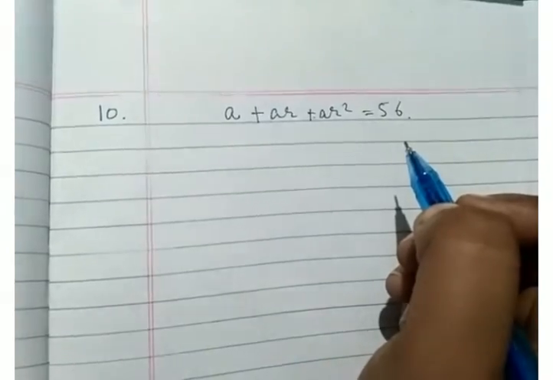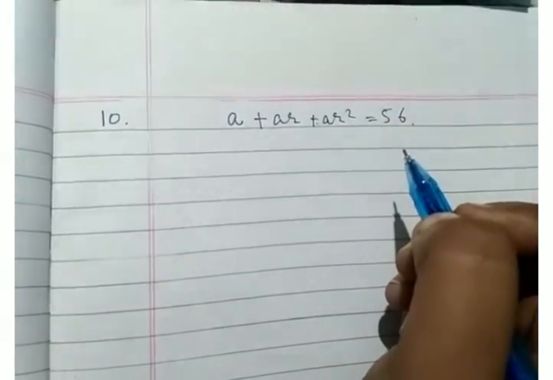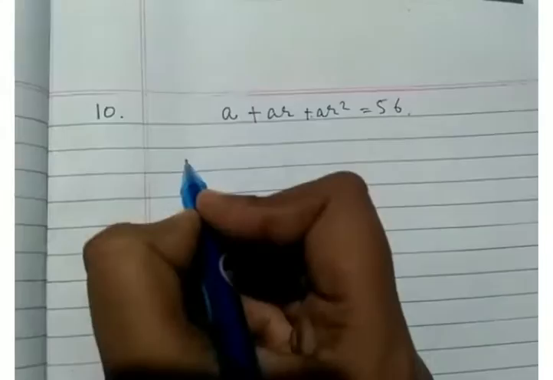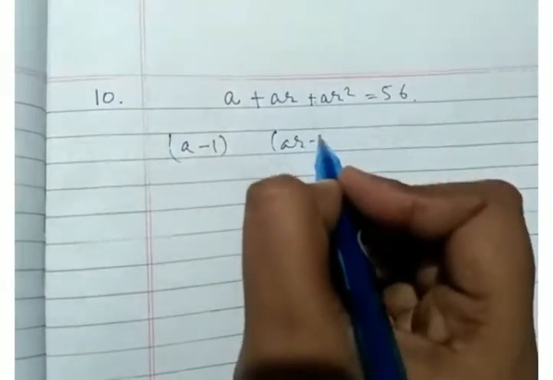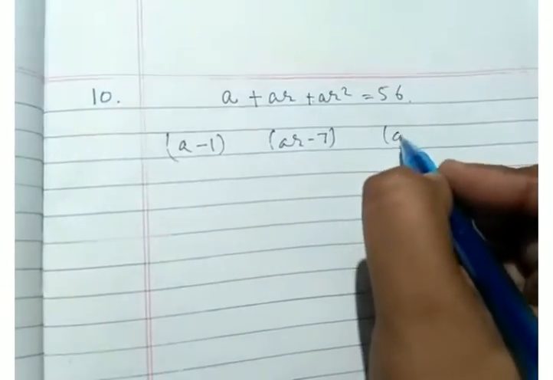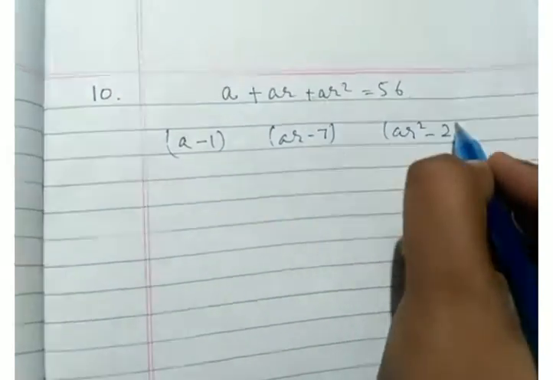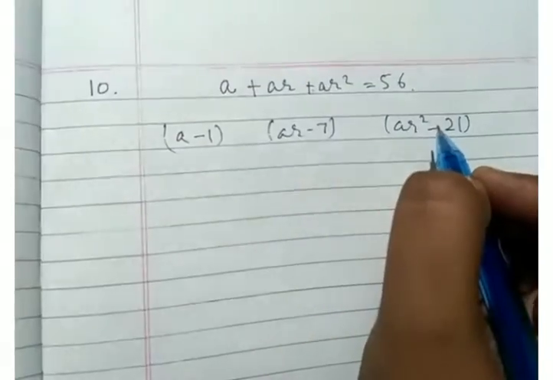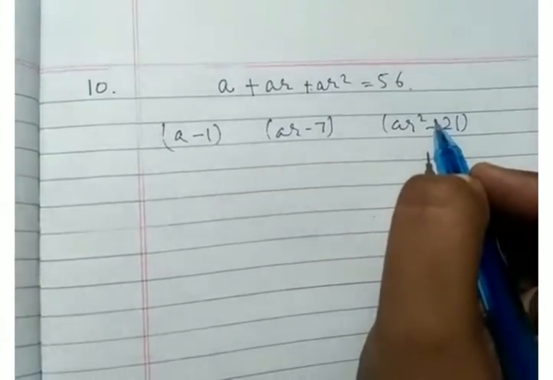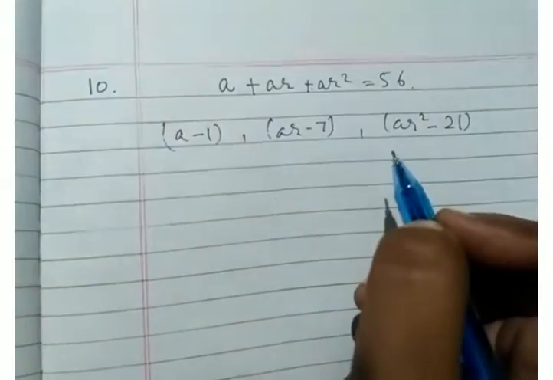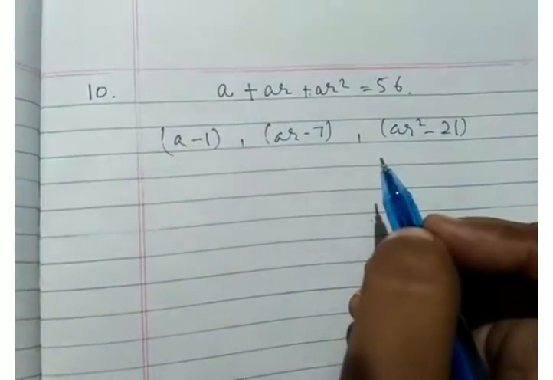Then if we subtract 1, 7 and 21 from these numbers, that is, the new numbers will be a minus 1, ar minus 7 and ar square minus 21. If we do this, then we obtain a sequence that is in AP. So this resulting sequence will be in AP.